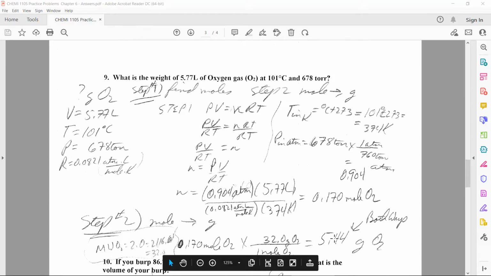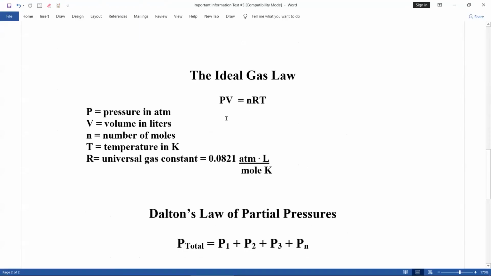Now, next thing I'd like to talk about is my favorite mathematical equation in chemistry, the ideal gas law, PV equals nRT. P is pressure, V is volume, n is moles, R is the universal gas law constant, which is 0.0821 atmospheres liters per mole K. That's a calculated number, and the one I use, and you'll use, is three significant figures. And this is PV equals nRT.